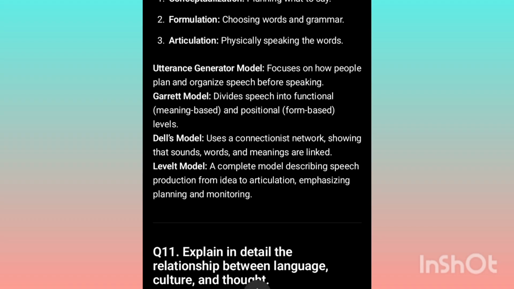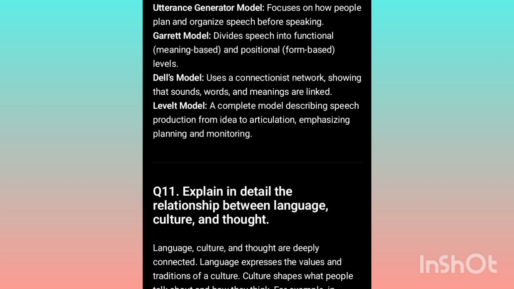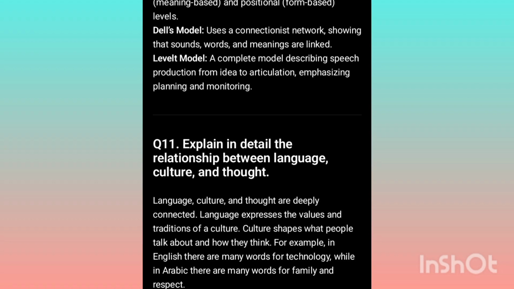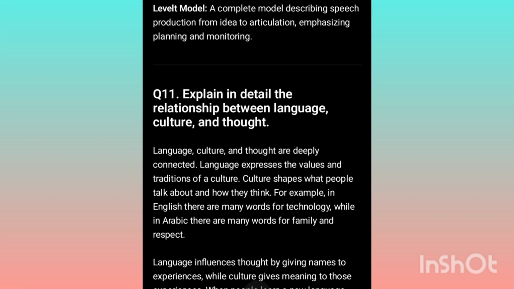Utterance generator model focuses on how people plan and organize speech before speaking. Garrett model divides speech into functional, meaning-based, and positional, form-based levels. Dell's model uses a connectionist network, showing that sounds, words, and meanings are linked. Levelt model, a complete model describing speech production from idea to articulation, emphasizing planning and monitoring.